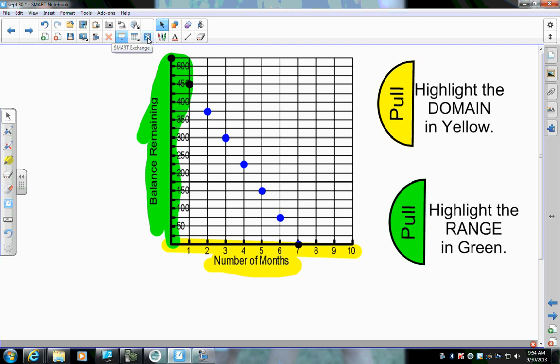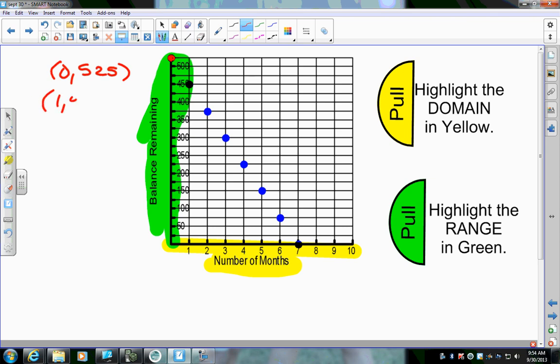Discrete because it has the dots. When I do domain and range of this, I would have to have the exact points. Like this point up here, each line's going by 25. This is 0 and 525. The next point is 1 and 450.